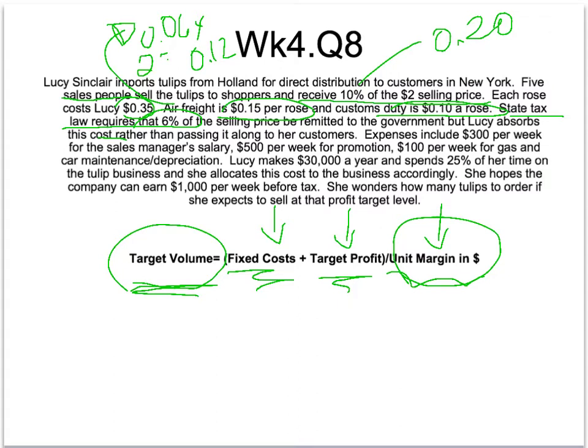Okay, so we've got all kinds of variable costs that we need to add up. We have all kinds of fixed costs. Let's move on to the next slide.